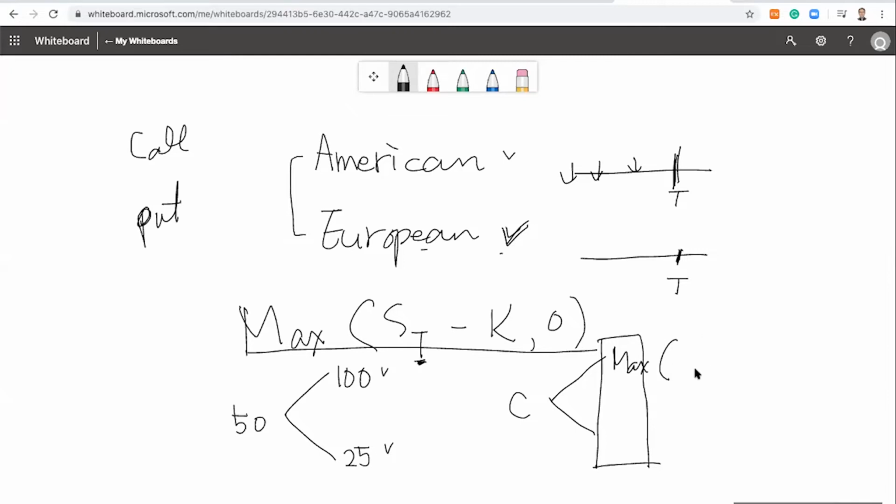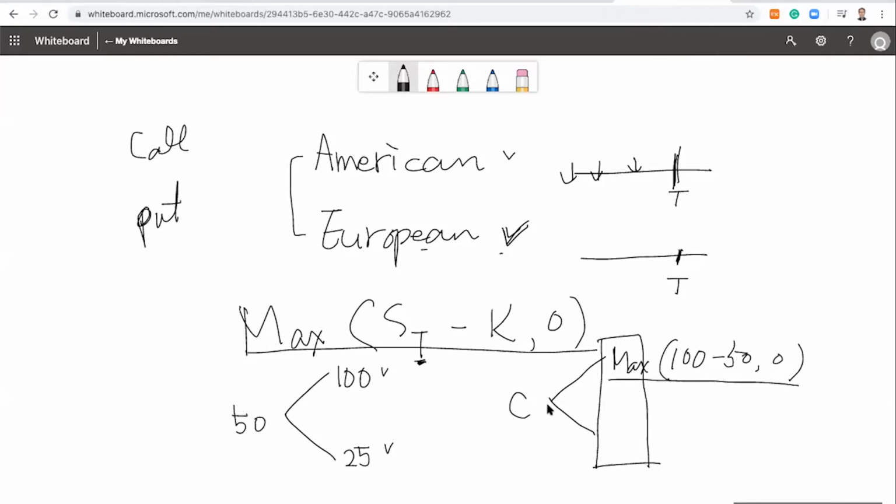ST. But what is ST here? The ST is this one, right? Because assuming the coin shows a head, that means the stock price shows you a head. So that means it's $100 minus K, and we assume that K is 50. So it's max(100 - 50, 0). That is the payoff in the up state.